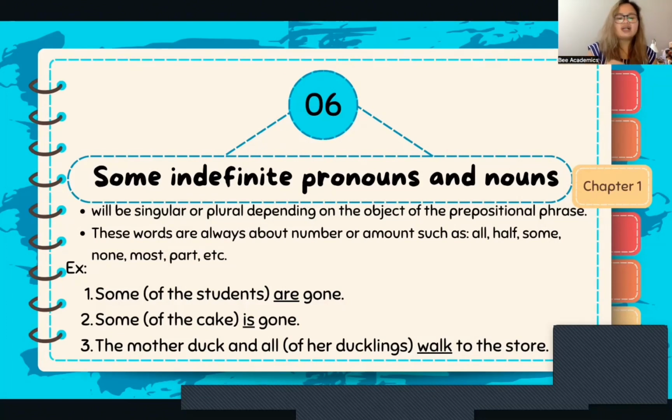The mother duck and all of her ducklings walk to the store. What's the difference of this sentence from the previous one? It is because of the word and. All right.